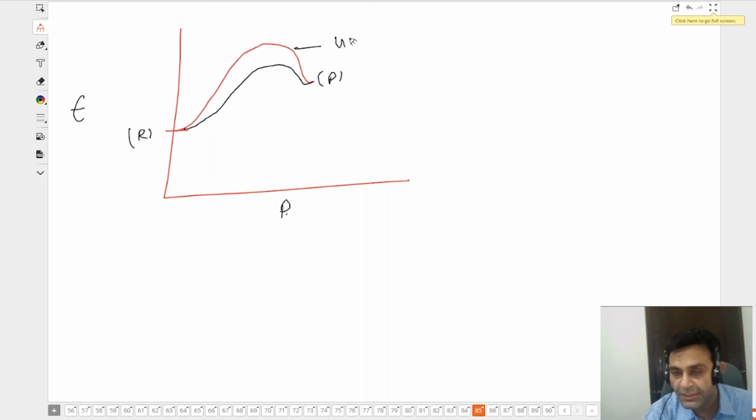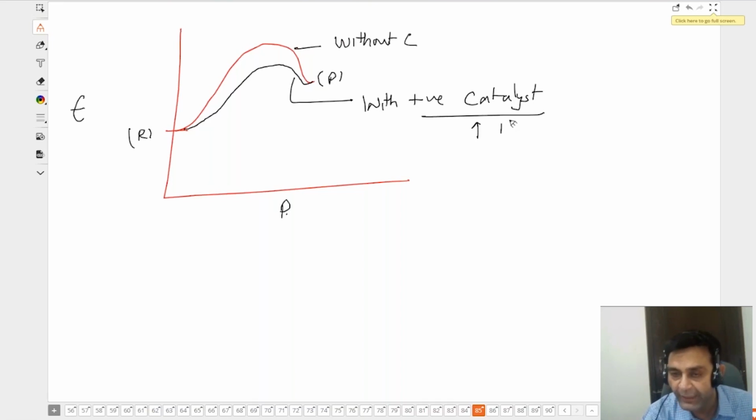This is without catalyst, and this is with positive catalyst. Whenever I say positive catalyst, that increases the rate of reaction by decreasing activation energy. A positive catalyst increases the rate of reaction by decreasing the activation energy.